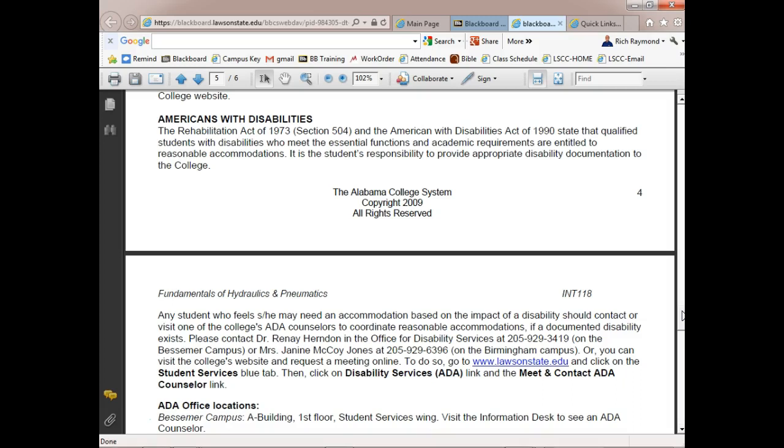or Ms. Jamie McCoy on the Birmingham campus. And then what they'll do is they'll require you to provide documents. I don't want to say give, that provide these for you to make sure you can excel. And then they'll send me a document that says this is what I need to do for you.